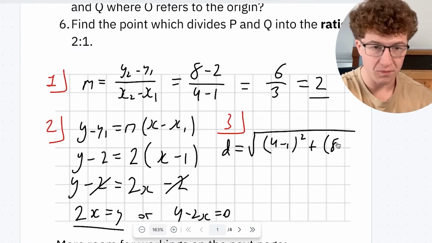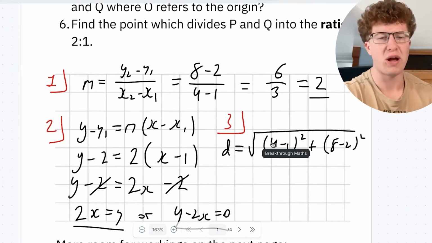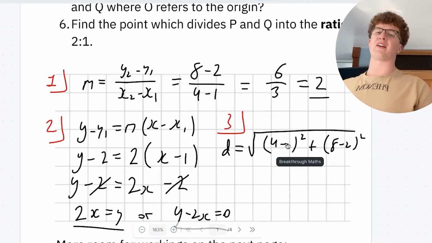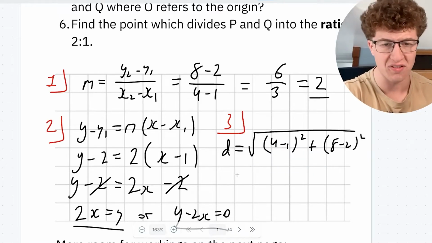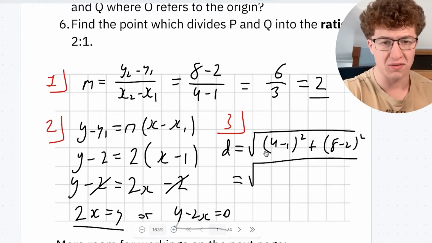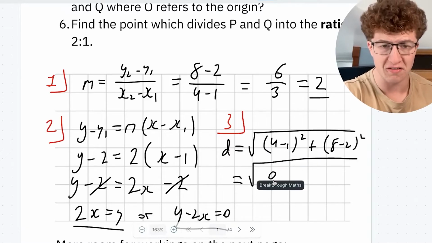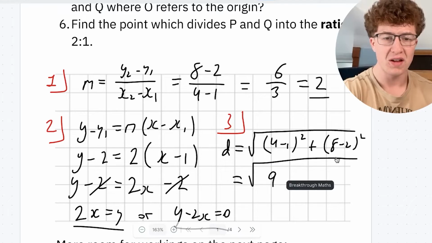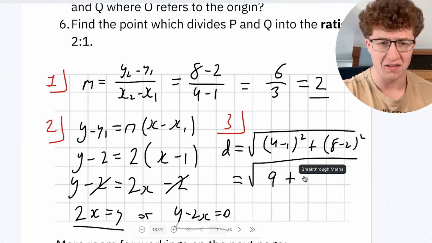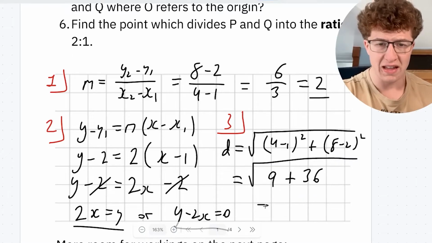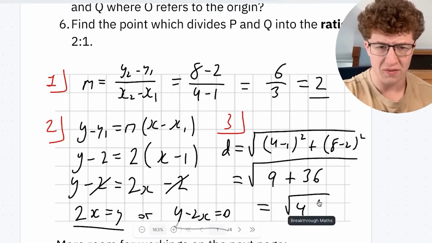H minus 2, all squared. As well, it doesn't matter which one is x2 and x1, because of this square, even if this is negative, we're still going to get the same number. So it's going to be square root of 4 minus 1 is 3, and 3 squared is 9. Then plus h minus 2 is going to be 6, which squared is 36. And that's going to give us the square root of 45.